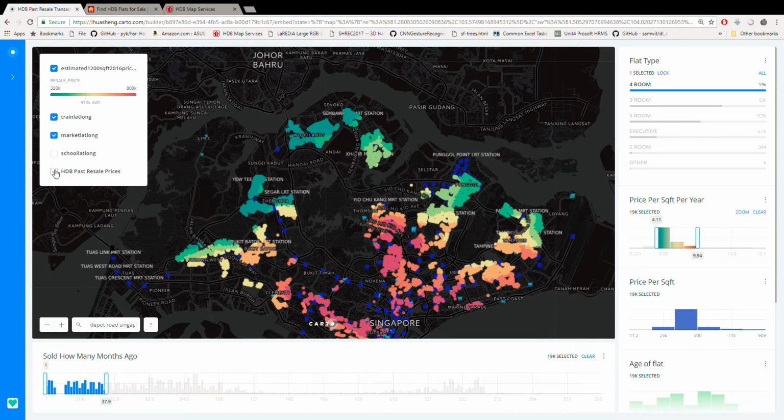a HDB flat that has a size of 1,200 square feet would cost in the year 2016, for a flat that is, say, on the 8th floor. And this is the price of a HDB across Singapore for a HDB on the 8th floor, with a size of 1,200 square feet, and this is how much it would have been sold in 2016. So that's all I have to share.